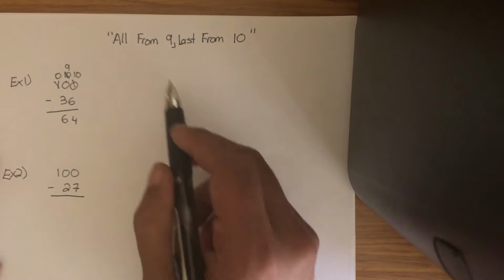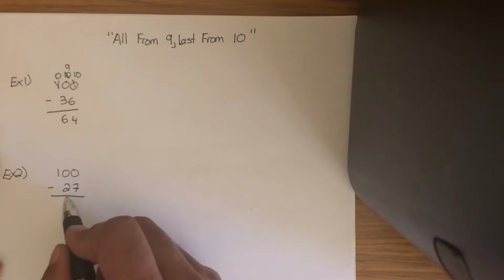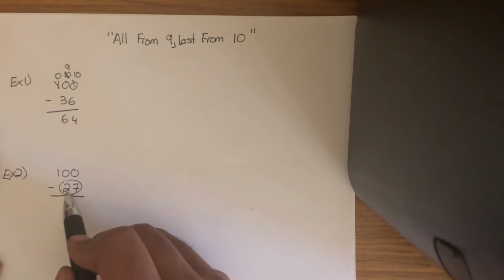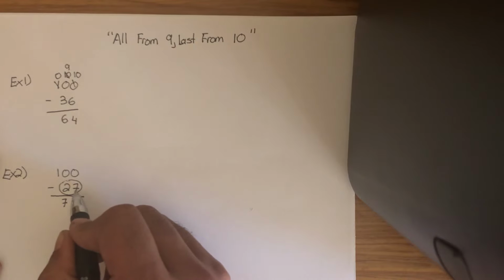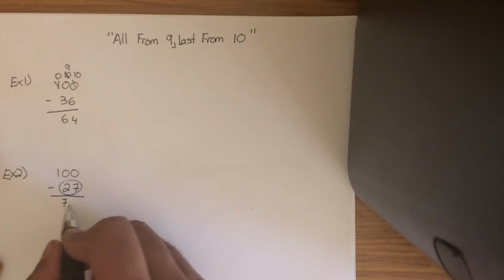Now, all from 9, last from 10. So we take the number that we're subtracting, and we have to say, what's 9 minus 2? That's 7. And then our last number is 7, so we have to take 10 away from 7 now. 10 minus 7 is 3, right?